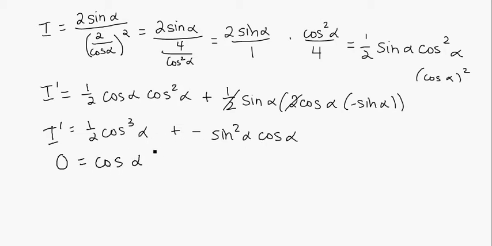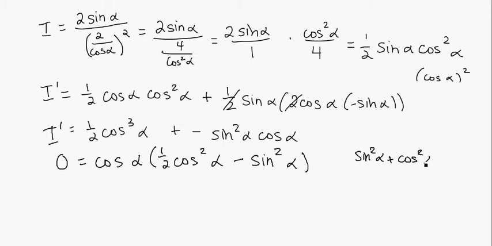So cosine of alpha comes out, and I'm left with 1/2 cosine squared alpha minus sine squared of alpha. Okay, so what I'd like to do now is, if I'm going to do any kind of solving, I don't really want to have both cosine squareds and sine squareds in here. So I want to rewrite the sine squared using a Pythagorean identity. So remember that sine squared plus cosine squared equals 1. That's our Pythagorean identity. So solving for sine squared is equal to 1 minus cosine squared.